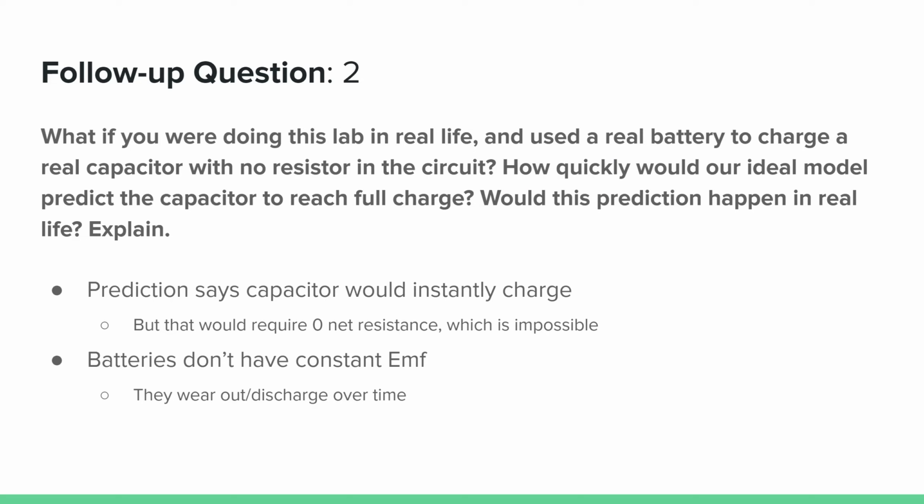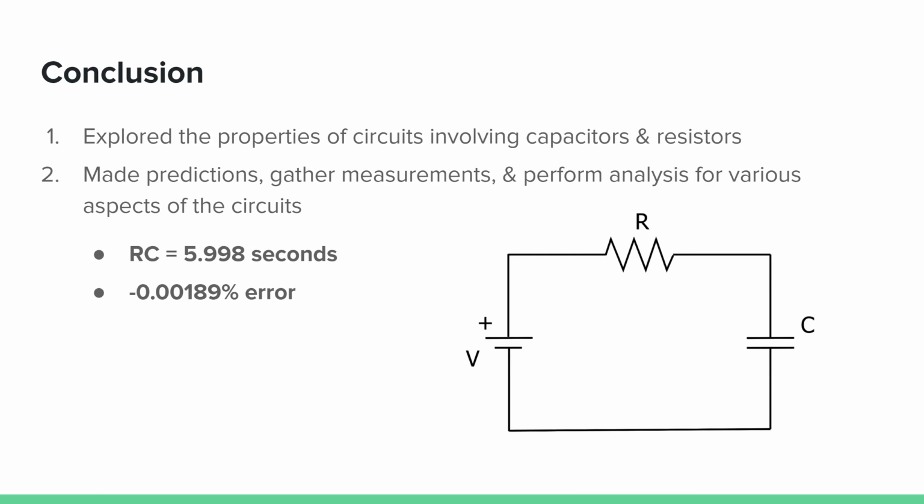Additionally, if we used a real battery to charge a capacitor with no resistance, our model predicts that the capacitor would instantly charge, but since all the components in the circuit do have some resistance, it's impossible to obtain the zero net resistance that would cause an instantaneous change. Moreover, we also know that batteries don't have a perfectly constant EMF value over time, as they wear out and discharge.